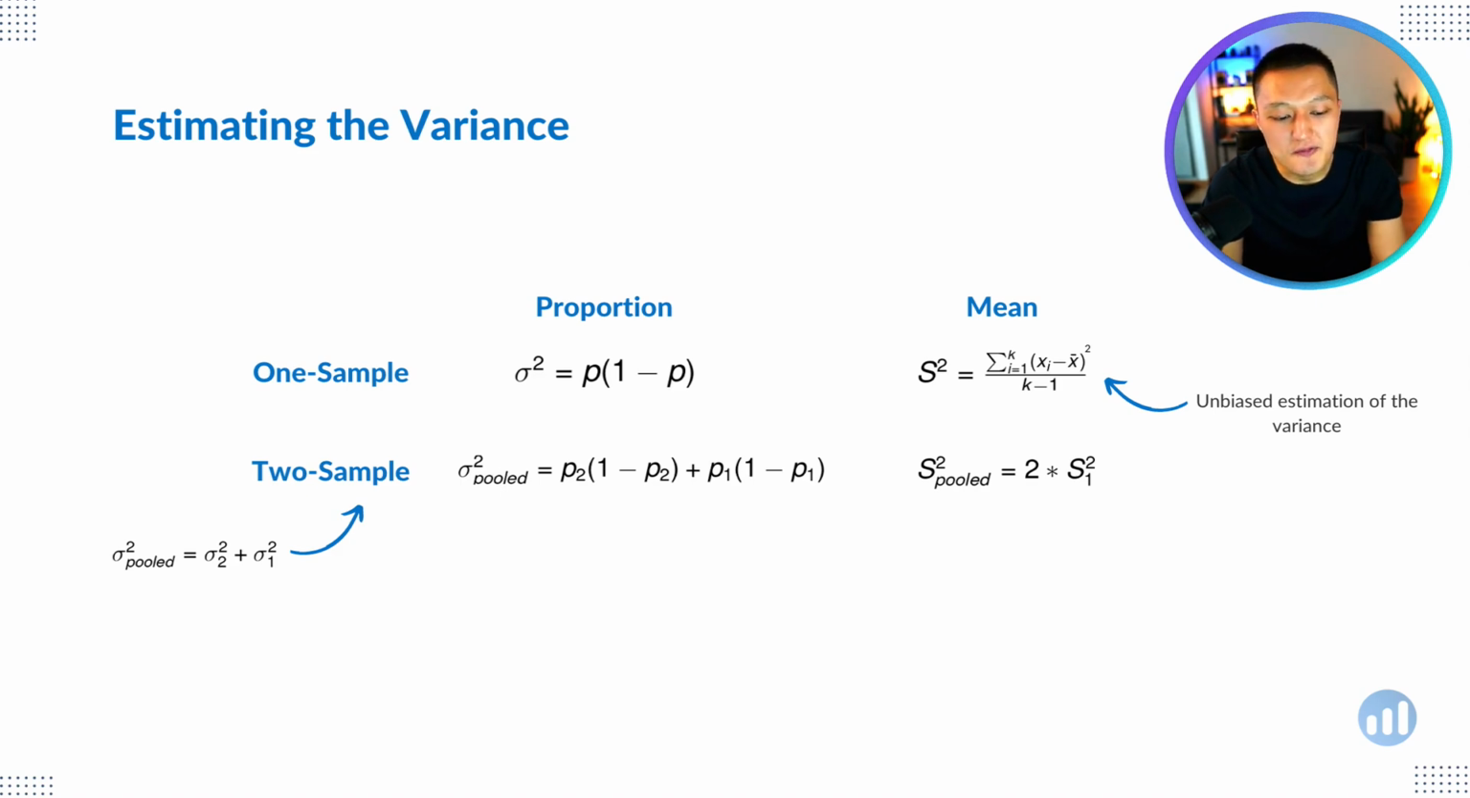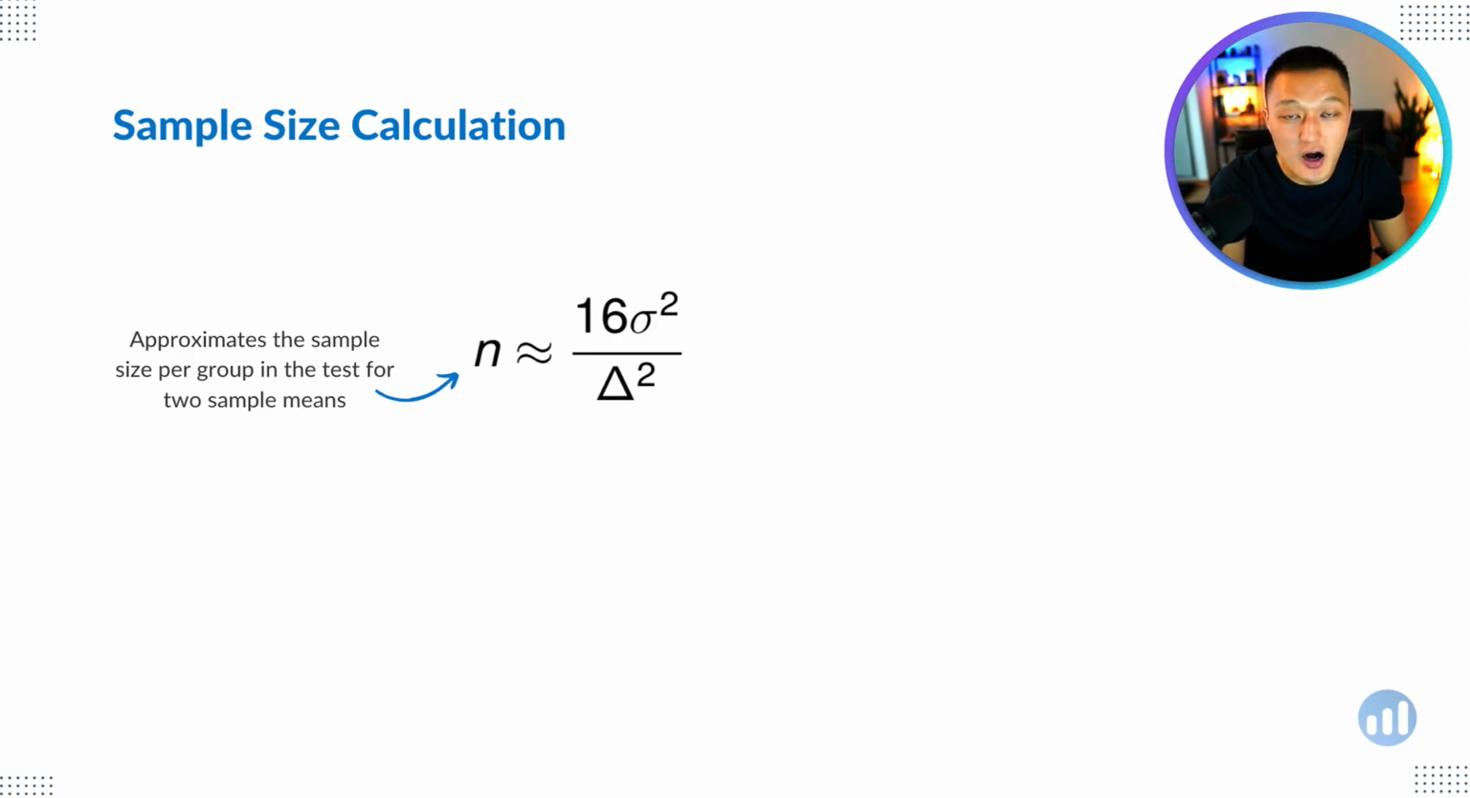Now, there's another final point that I'd like to make when it comes to the sample size formula. Oftentimes, you might see it in the following form, which is that the sample size per group approximates to 16 times the variance divided by delta squared. Now, one thing I want to let you know is that this is an approximation of the sample size per group in the test for two sample means. But where does this 16 come from? That's something I want to clarify.